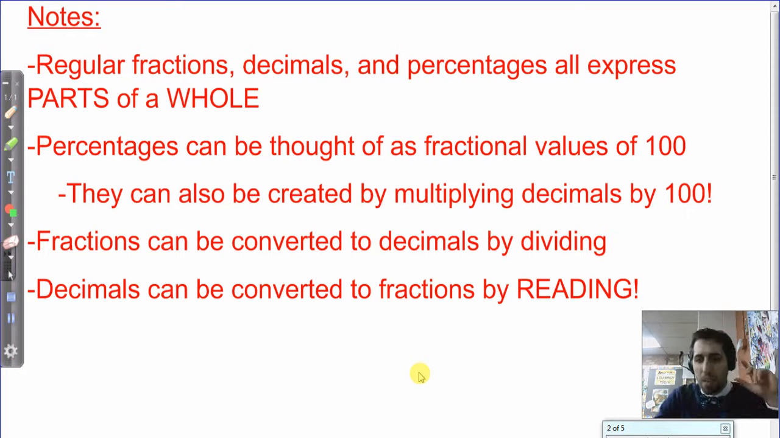What we need to know is about converting between these different values and knowing the difference between them and being able to judge which is more, which is less. And so what we want to know about percentages is that they can be thought of as fractional values of 100. So what I mean by percentages are fractional values of 100.